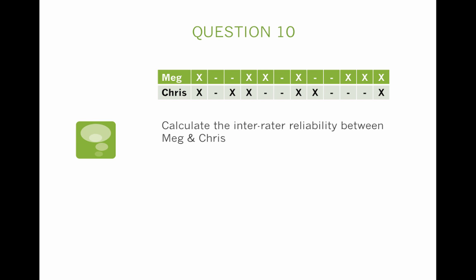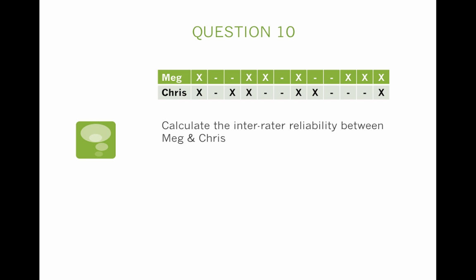Question 10. Calculate the inter-rater reliability between Meg and Chris. Anybody know the reference here? Family Guy, maybe? Alright, so calculating the inter-rater reliability.